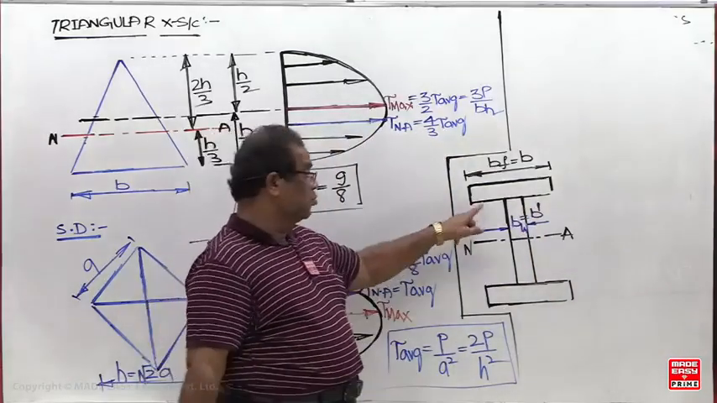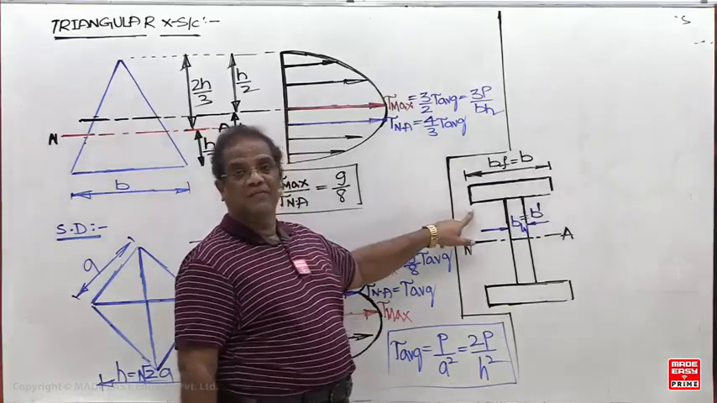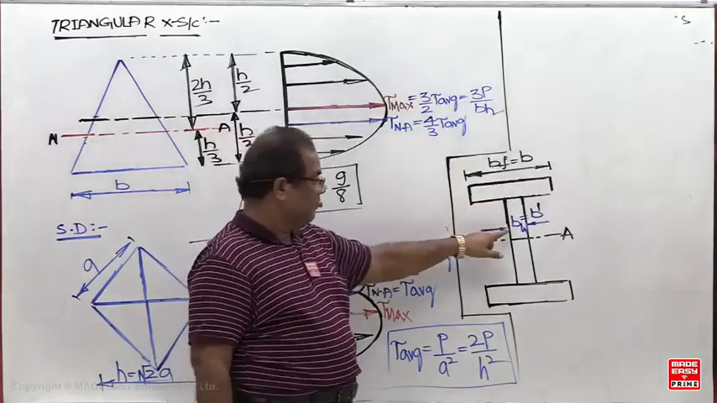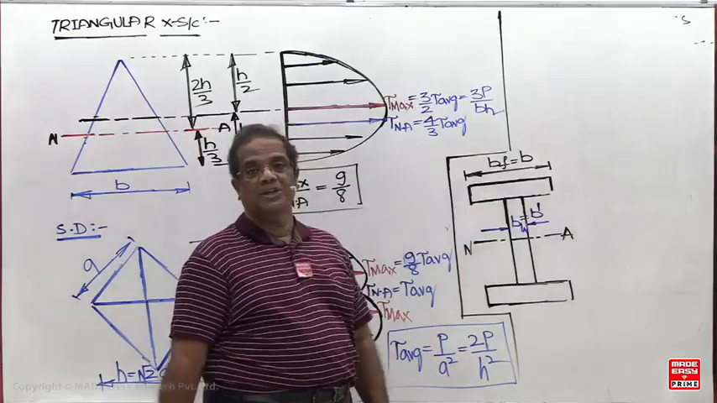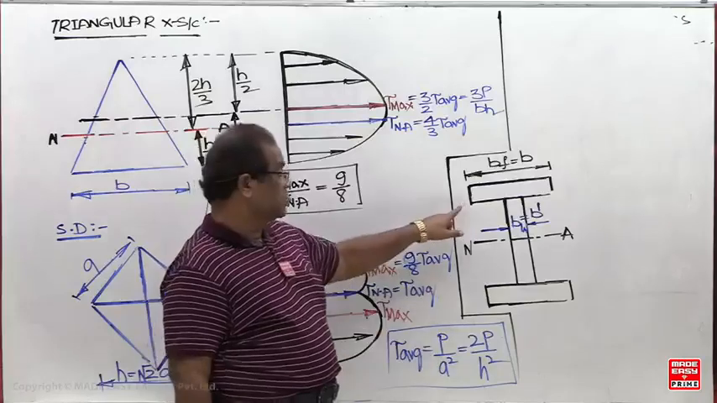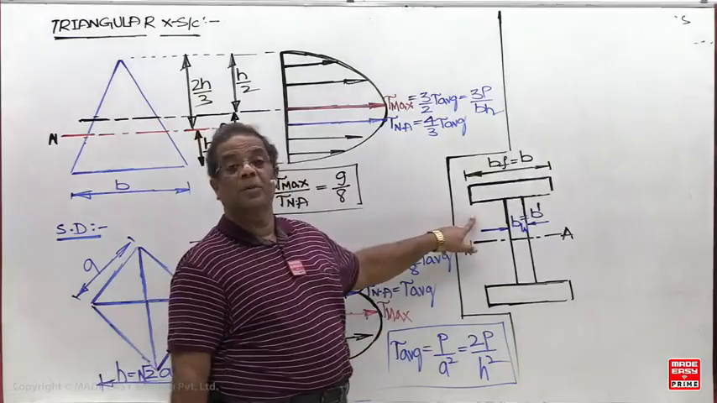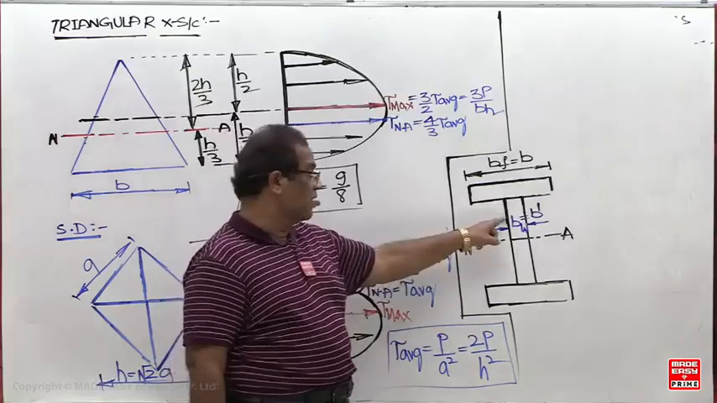Then you are going to get two different shear stresses. When this line belongs to the bottom of the flange, width is B. When this line belongs to the top of the web, width is B dash. Two different widths, two different shear stresses. So shear stress at the bottom of the flange is going to be less. Shear stress at the top of the web is more because the width is less.